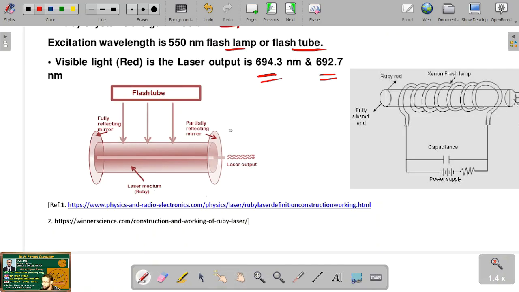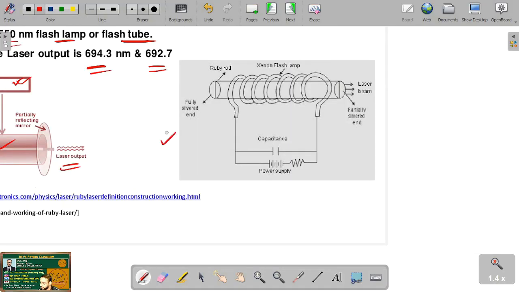So this is the diagram for a ruby laser. Here this one is the gain medium. Within an elliptical optical resonator, at one focus the flash tube is placed, and at the other focus the single ruby crystal is placed. The flash tube emits 550 nanometer wavelength excitation, which is absorbed by the ruby crystal, and an output of 694.3 nanometer and 692.7 nanometer is found. So these are the laser outputs, and these are the different components within the ruby laser.